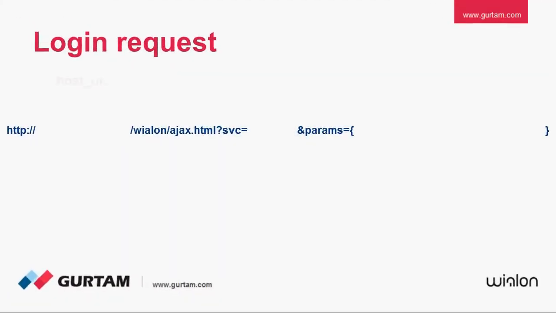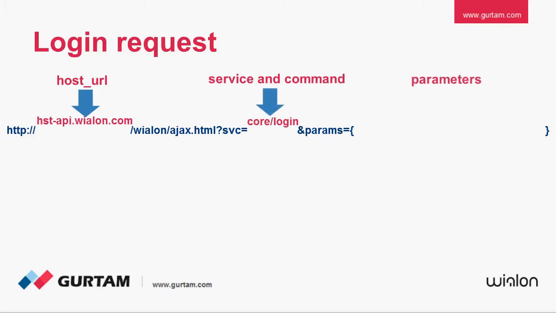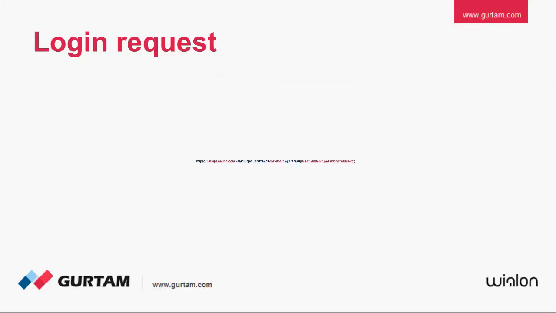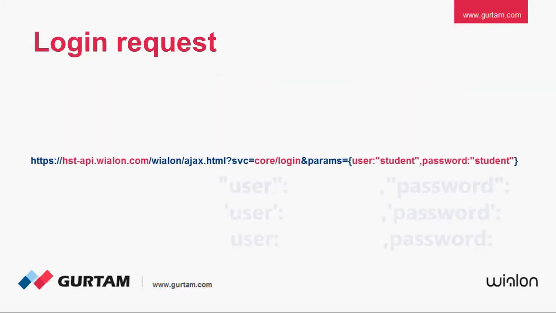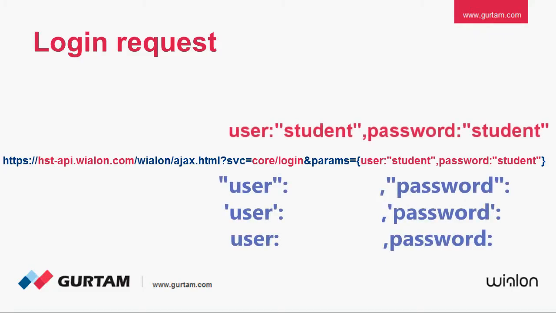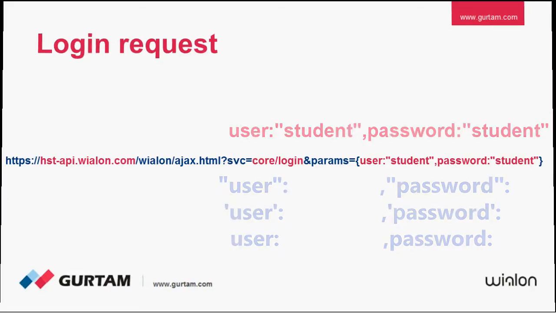As stated earlier, for any request we need the following information: host URL, service and command names, and parameters. And finally, the whole request will look like this. Notice that parameters can be sent with or without quotation marks. Wialon is smart enough to understand you, but values must be quoted.